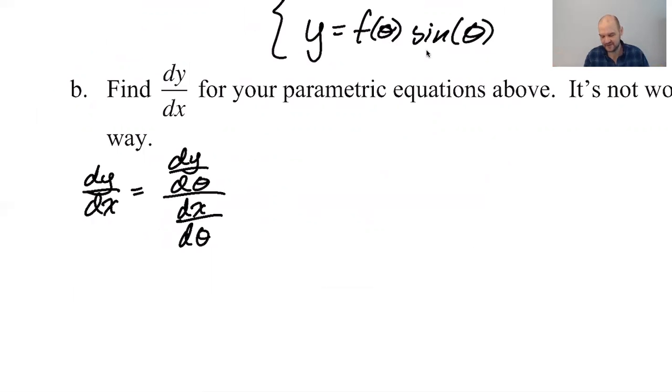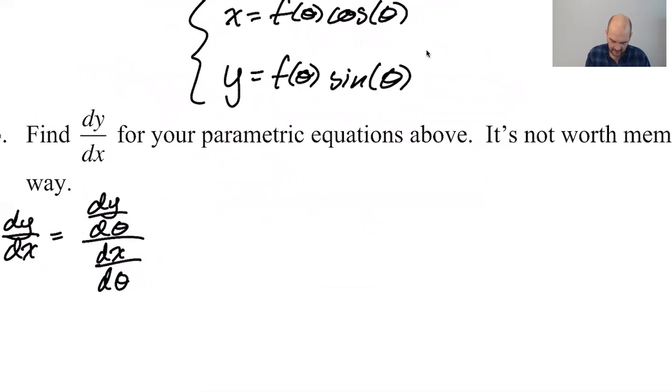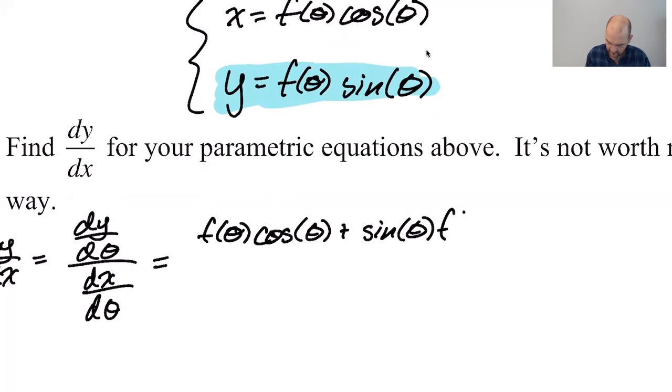Okay, but now I've got to work those out. All right, dy d theta. Here we go, product rule. It's going to be first times the derivative of the second, plus second times the derivative of the first. Okay, so that's where that came from.